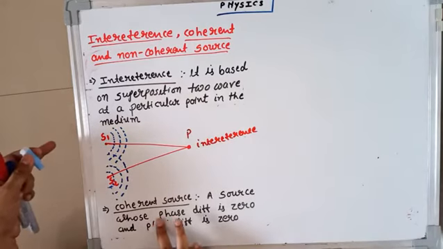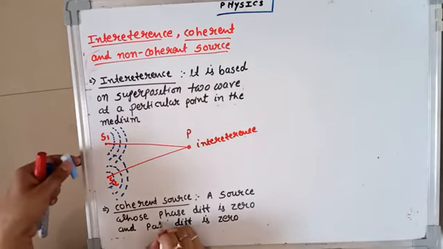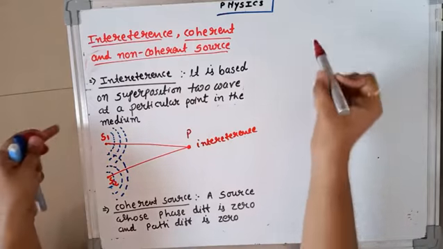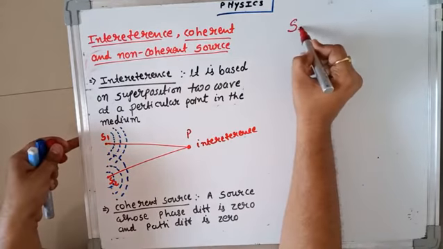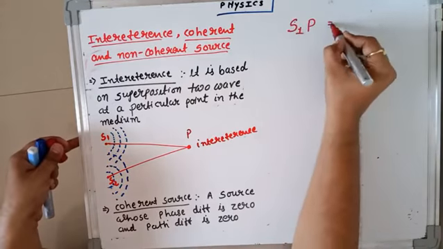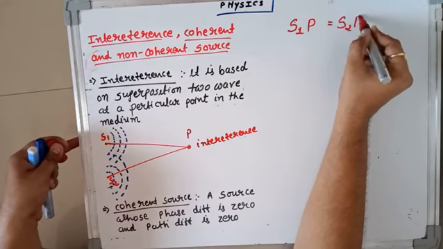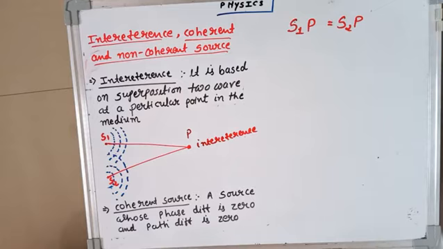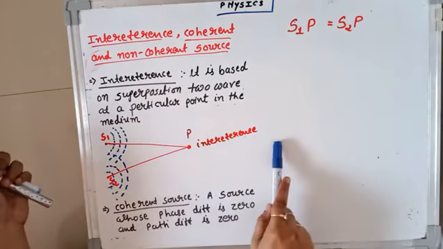Here the path difference is 0. As we saw from the figure, we can say S1P is equal to S2P. Okay, so this gives us the interference.